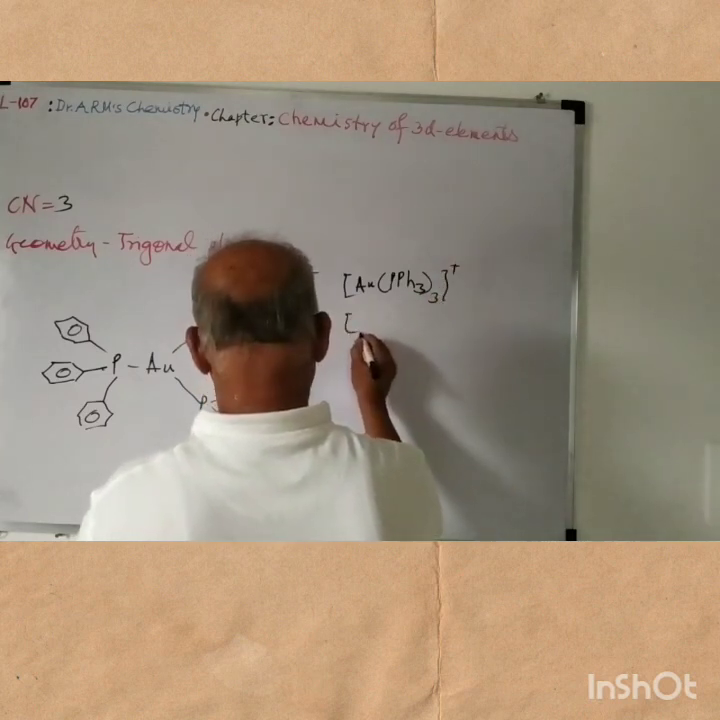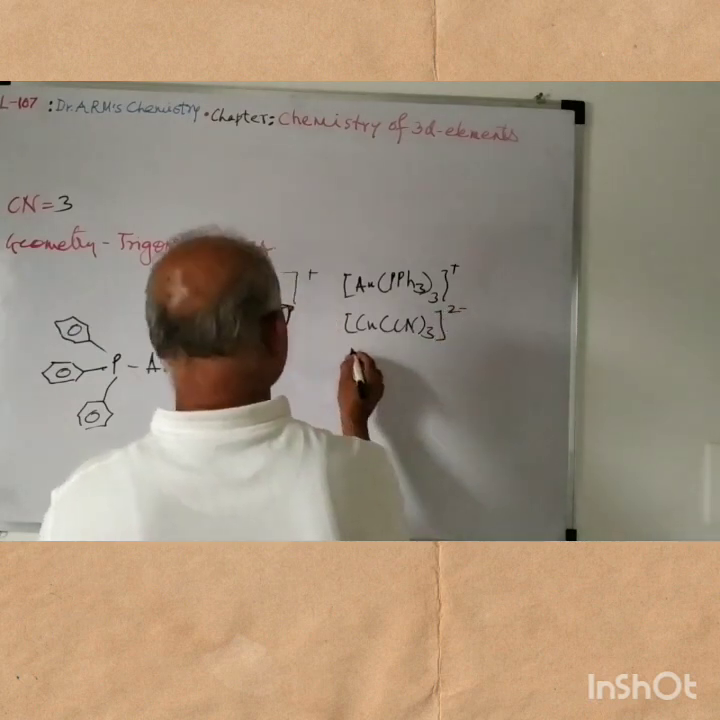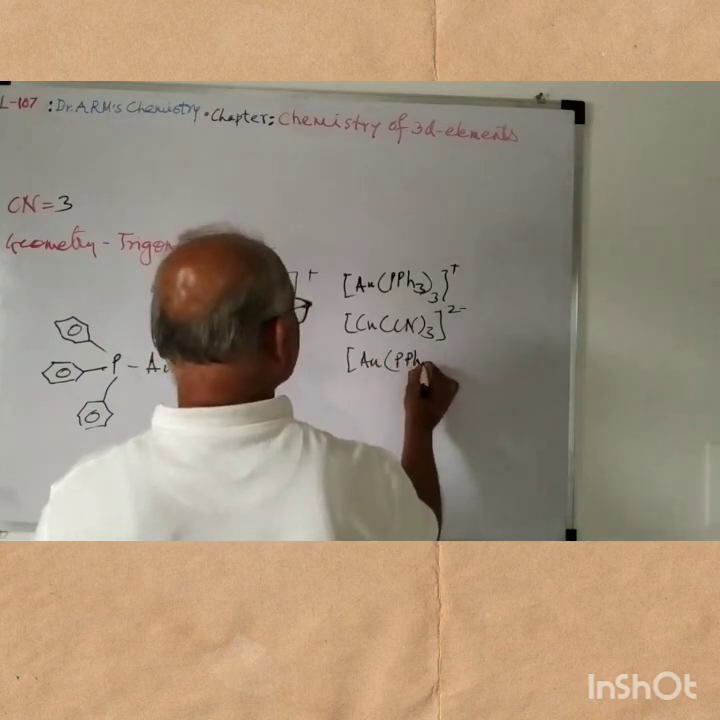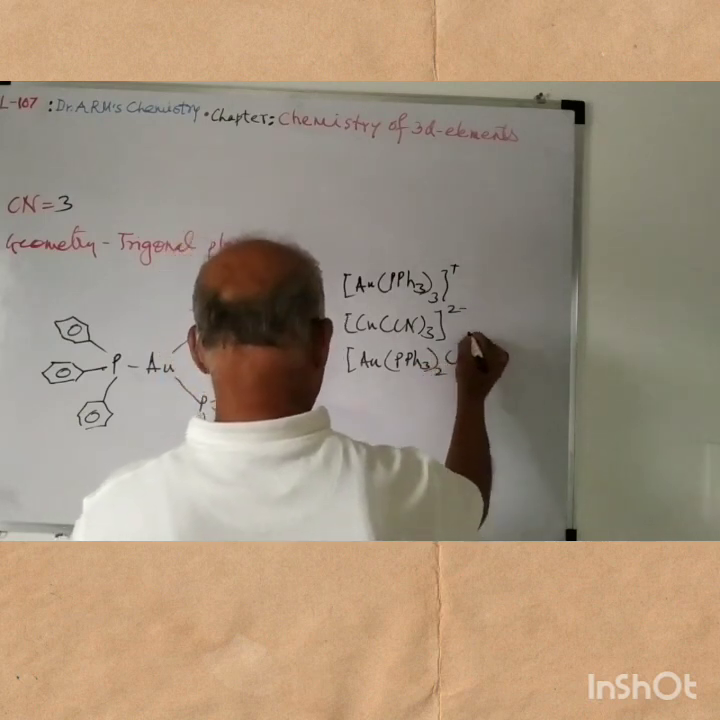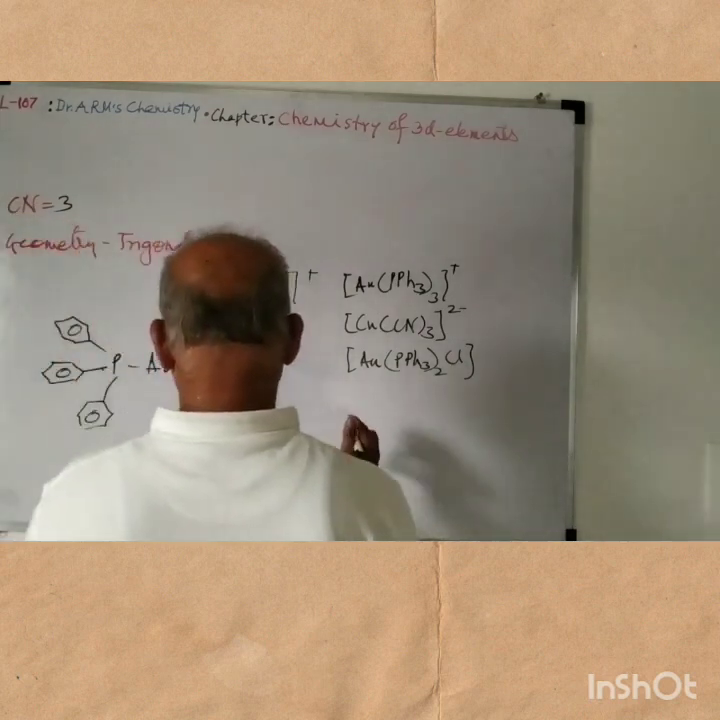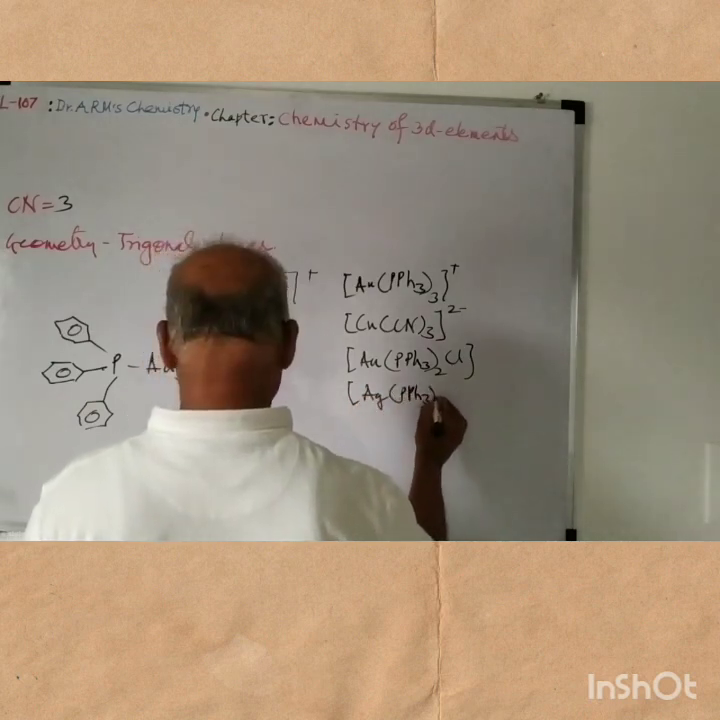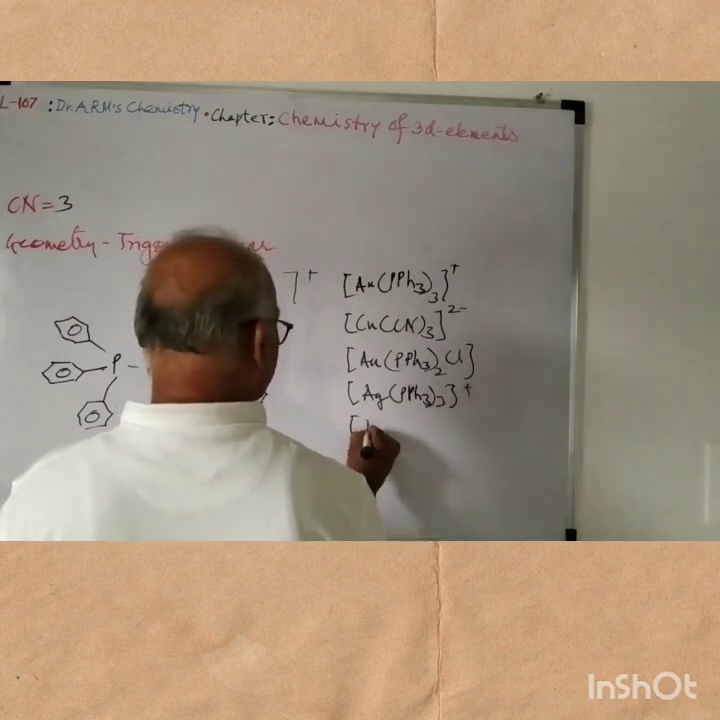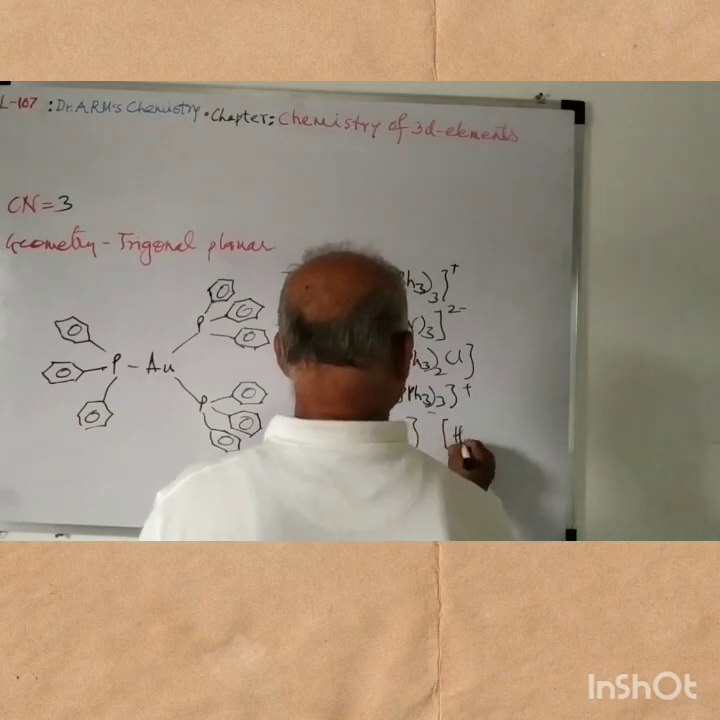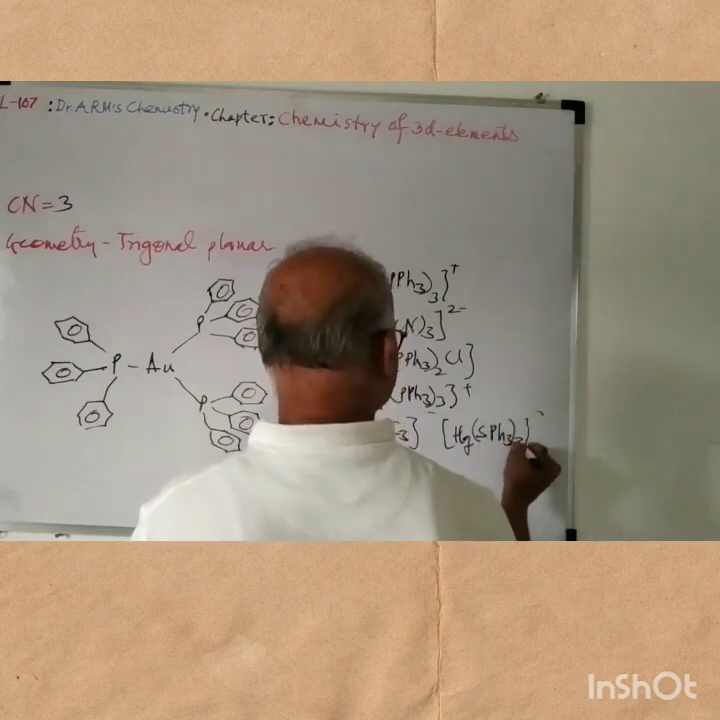Another example is CuCl3 2 minus, then Au(PPh3)2Cl, then Ag(PPh3)3 plus 1, then HgI3 minus, then Hg(SPh)3 minus.